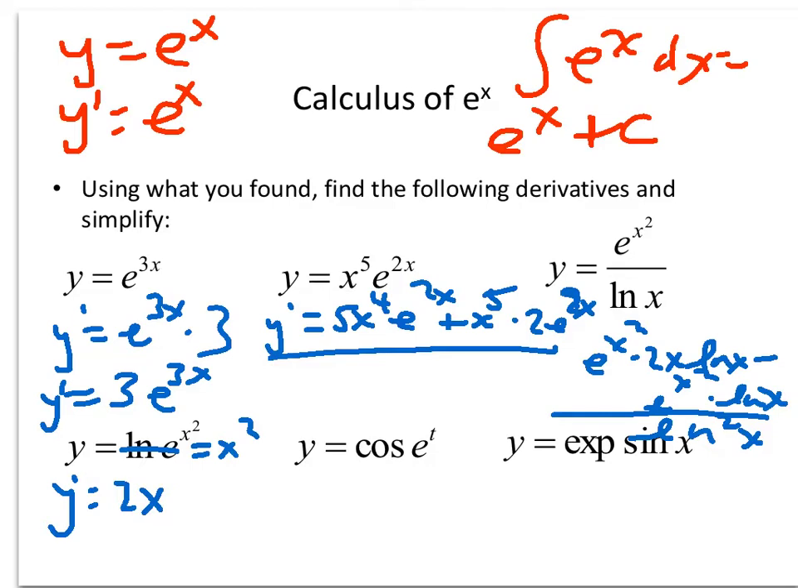To derive this one, I've got an outside function. The derivative of cosine is negative sine of e to the t, times the derivative of that function, which means it's times e to the t again.